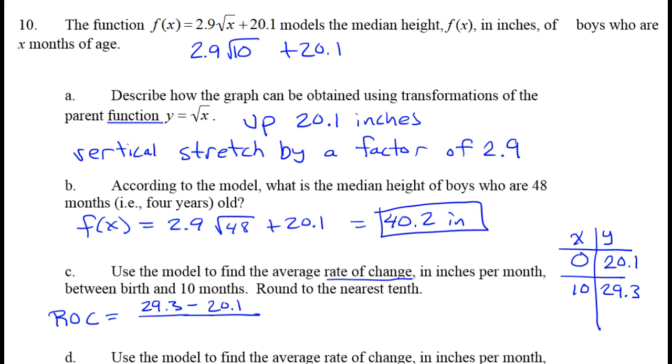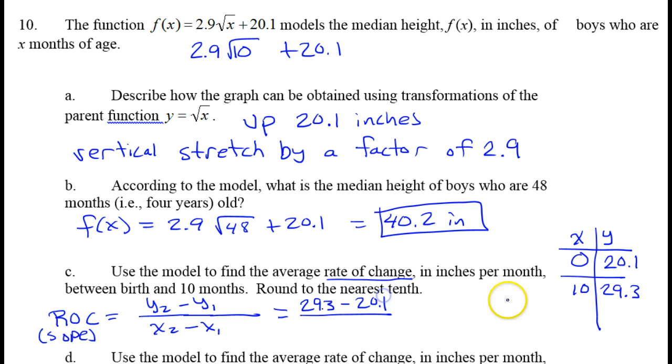Okay, you know what? I should show the formula. The rate of change is just the slope, and slope is y2 minus y1 over x2 minus x1. So all we're doing is calculating the slope whenever they say rate of change. So y2 minus y1 is 29.3 minus 20.1 over x2 minus x1, so that's 10 minus 0.